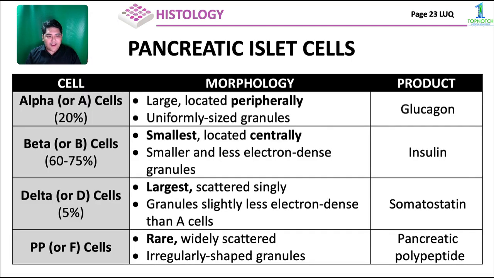These are the different pancreatic cells. We have here your alpha or A cells. Okay, they secrete your glucagon. Then you have your beta or B cells. They are secreting insulin. Your delta or D cells, somatostatin, and then your pancreatic polypeptide cells or your F cells secrete your pancreatic polypeptide.